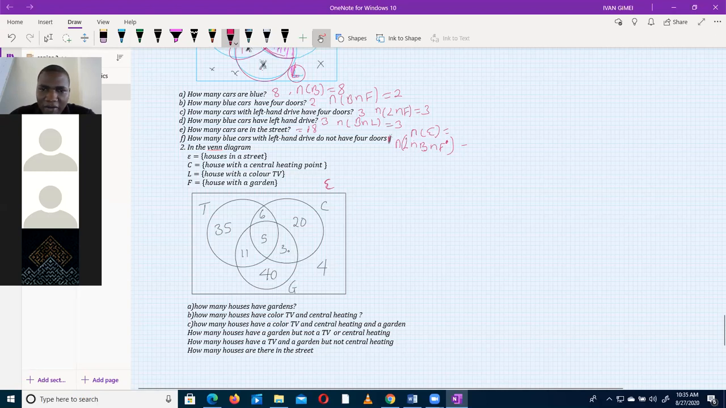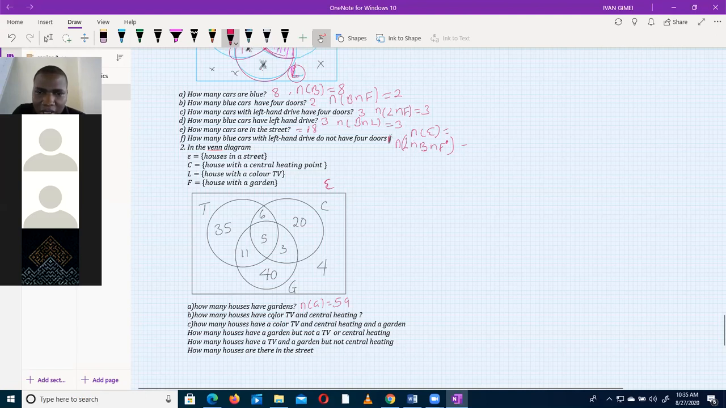You look at the circle for the gardens, then get us the number of houses with gardens. 59 houses. When I look at this circle of the gardens, this is 40, 51, plus 8, 59. The number of houses with gardens is 59.